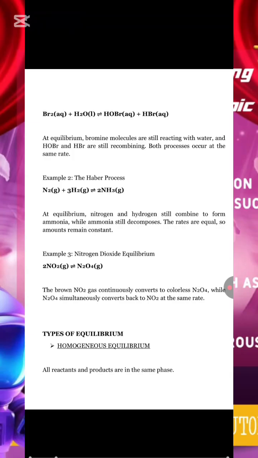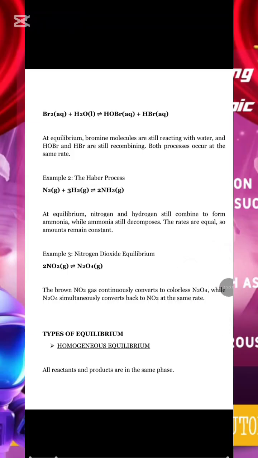Now you can see a third example right there, which is nitrogen dioxide equilibrium, where NO2 forms N2O4 and N2O4 also forms back NO2. All right. Now, in chemistry, we have two types of chemical equilibrium.